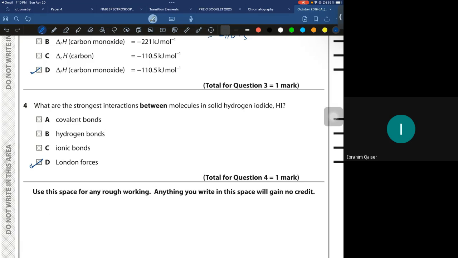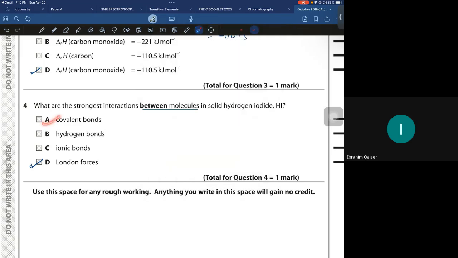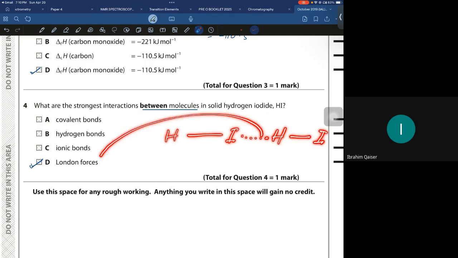Okay. And why is option A incorrect? They are saying between the molecules. This option is correct as a term, covalent bond is the correct term for this molecule, but remember covalent bond is an intramolecular force. It's present between hydrogen and iodine. But they are asking, let's suppose we have two molecules of HI, so the force which is present between the two molecules is called London force.